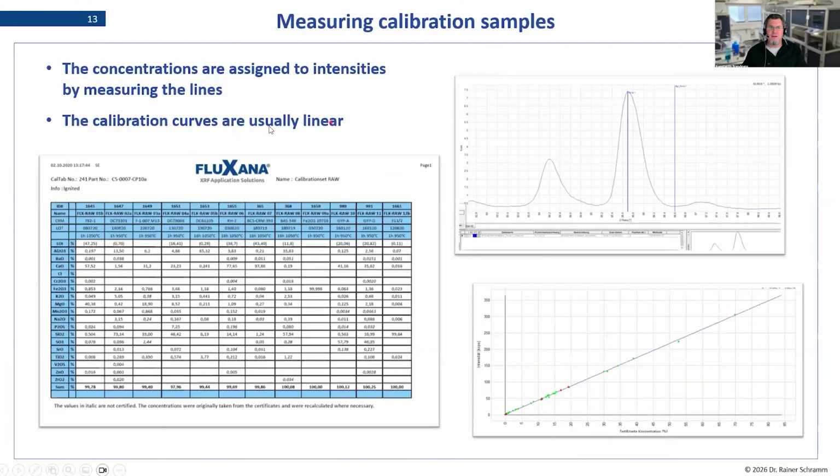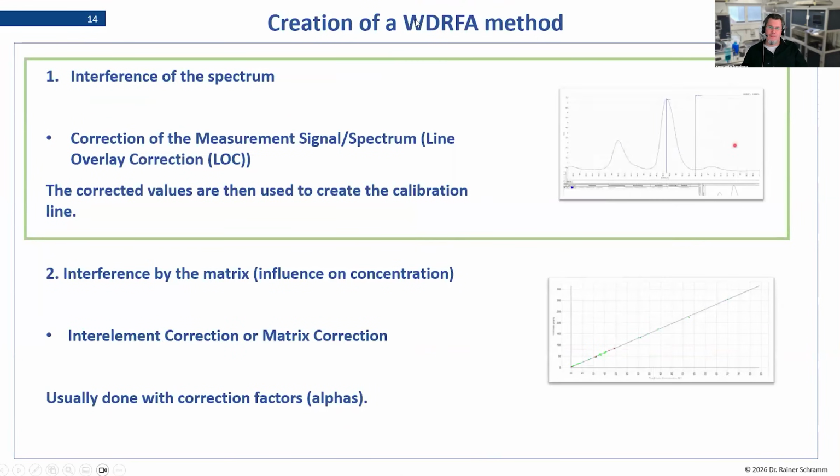Curves is a bit misleading here, because usually in XRF you can find linear calibration curves. The correspondence or the correlation between intensity, and intensity being the amount of atoms, and the concentration in your sample is linear. So that's what you always want to go for. There are exceptions, but yeah. Why does it not always work?